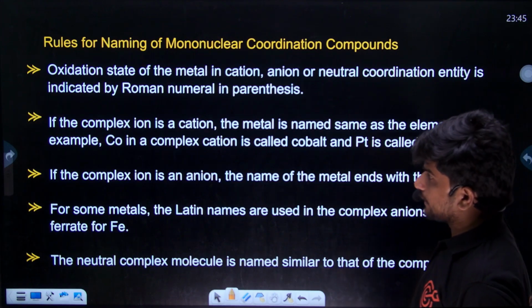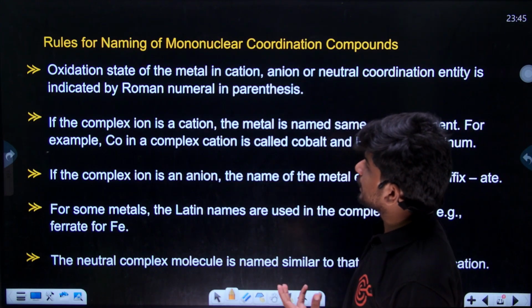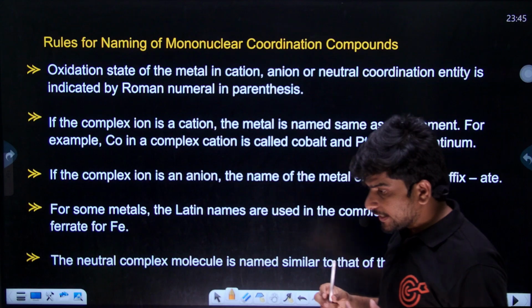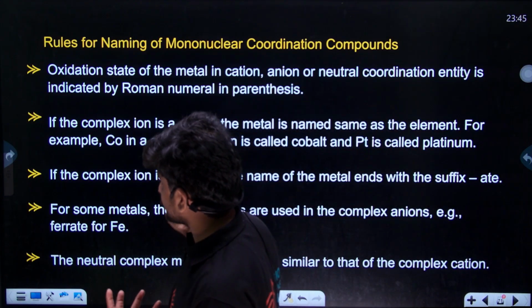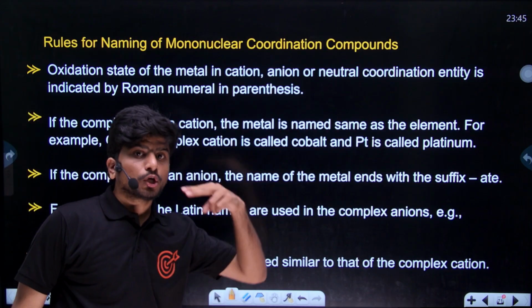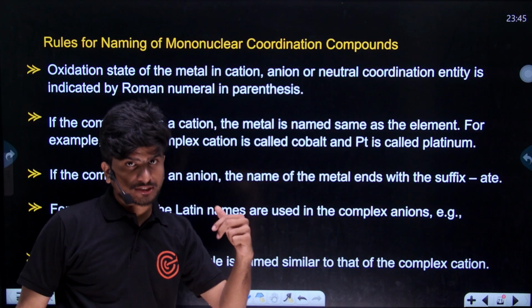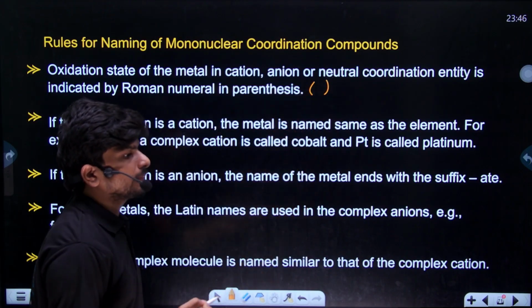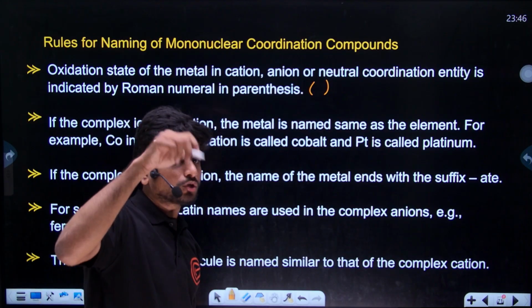Next, rules for naming continuation. The oxidation state of the metal in a cation, anion or neutral coordination entity is indicated by a Roman numeral in parentheses. So that is what we have written in the previous case: nickel(II). 2 is the oxidation state. You put the oxidation state in Roman numerals, in parentheses. You won't write it as 2 or 1; you will write it in Roman numerals.